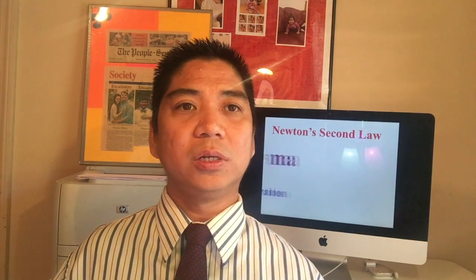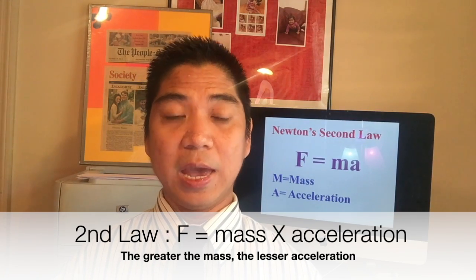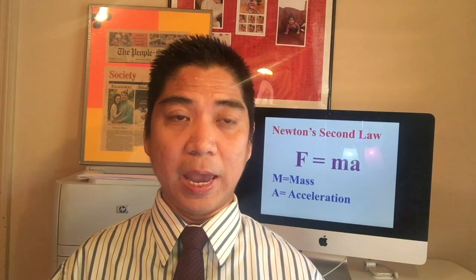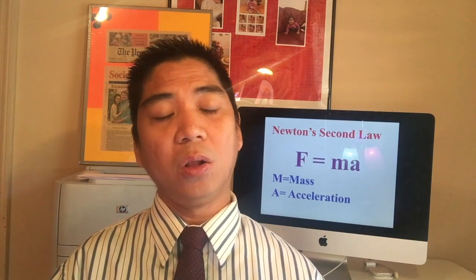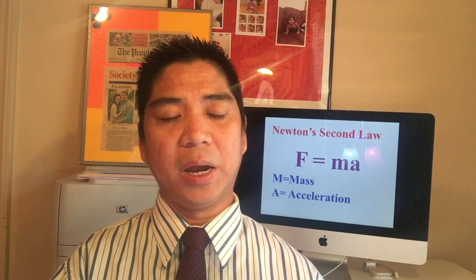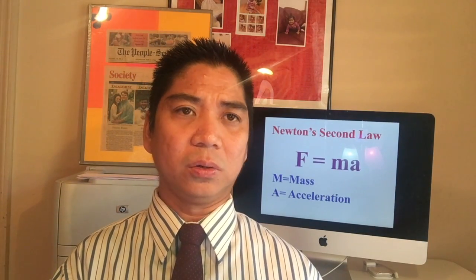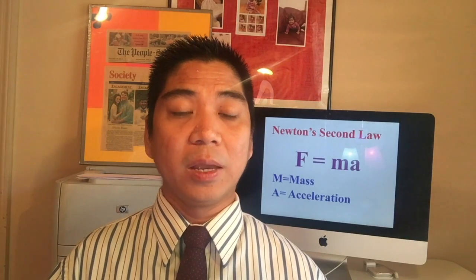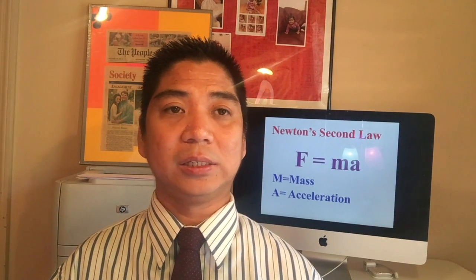Let's carry on with the second law. The second law of motion is F is equal to m times a. F stands for force, m stands for mass, and a stands for acceleration. All we need to do is multiply m by a. But what does this mean? Well, m, like I said, is the mass, and a is the acceleration.